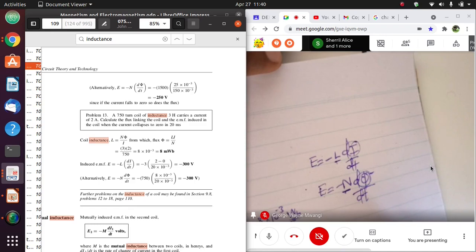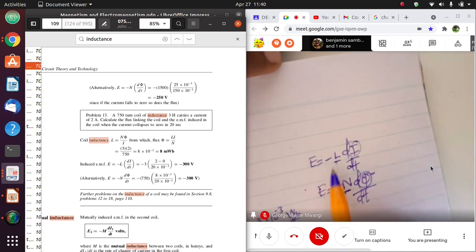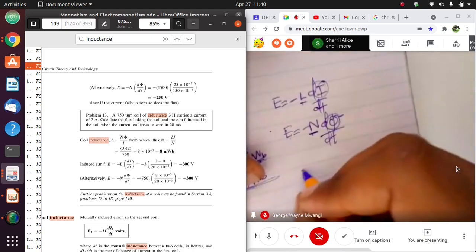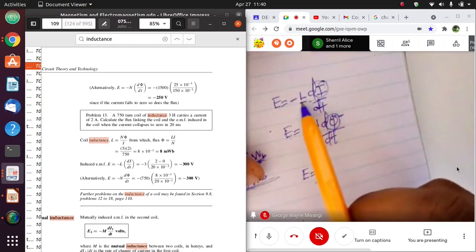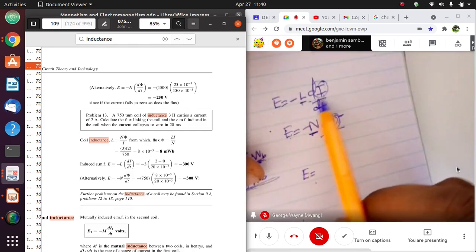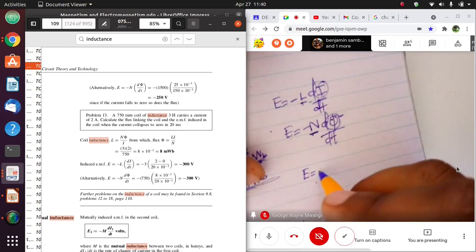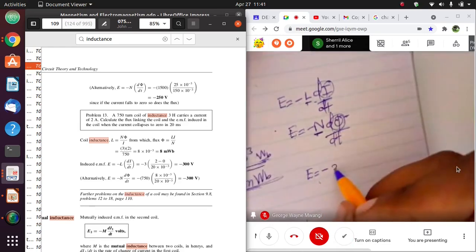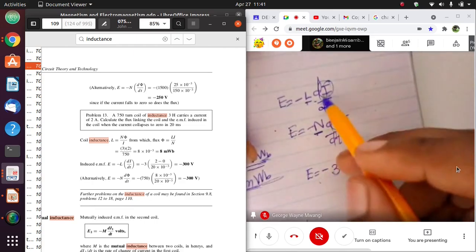I got negative 450. Let us use the first one. The EMF induced will be given by the inductance times the change in current with respect to time. Now, the value of inductance is 3 Henry, multiplied by the change in current over the change in time.